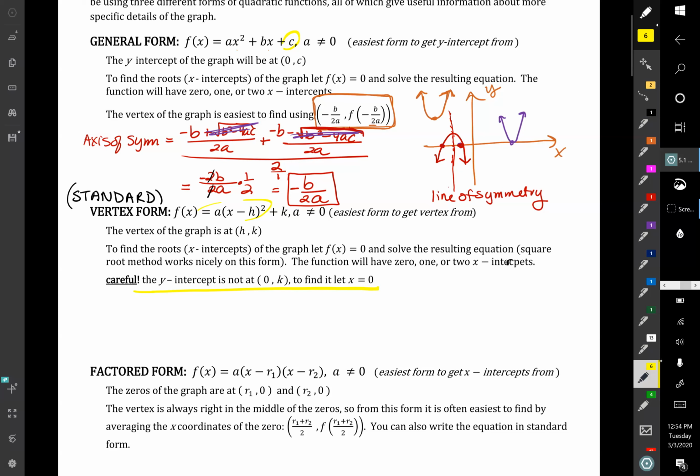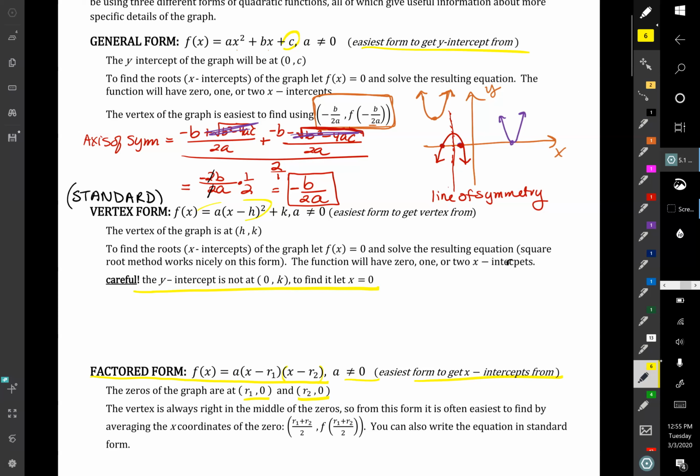Factored form, you've worked with that a lot: f of x equals a times quantity x minus r sub 1, and parentheses, open parentheses, x minus r sub 2, and parentheses, again a not equal to 0. It's the easiest form to get x-intercepts from. The zeros of the graph will be (r sub 1, 0) and (r sub 2, 0). You've done that a lot. You're setting each factor equal to 0. That gives you the intercepts.